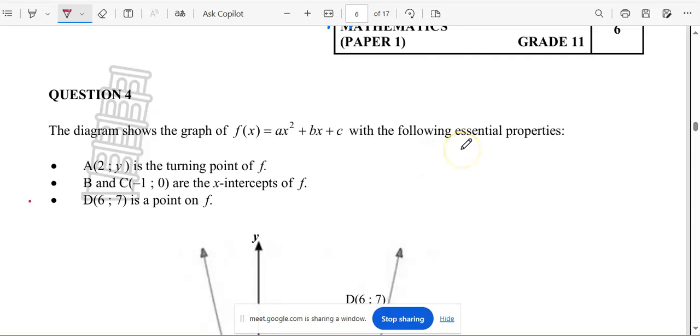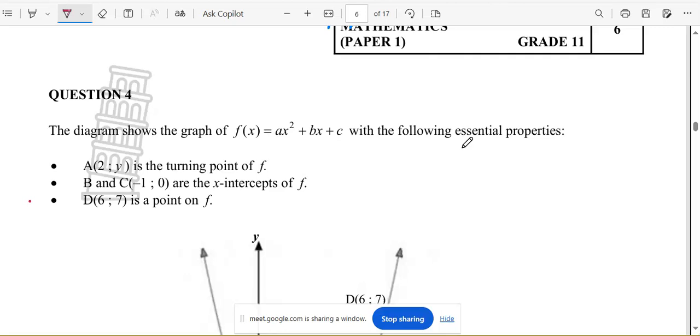Okay, so now they say that the diagram shows the graph of f(x) = ax² + bx + c with the following essential properties. So guys, we are given point A, which is the turning point of f. Then what else do we have there? We have the turning point, which is point A.